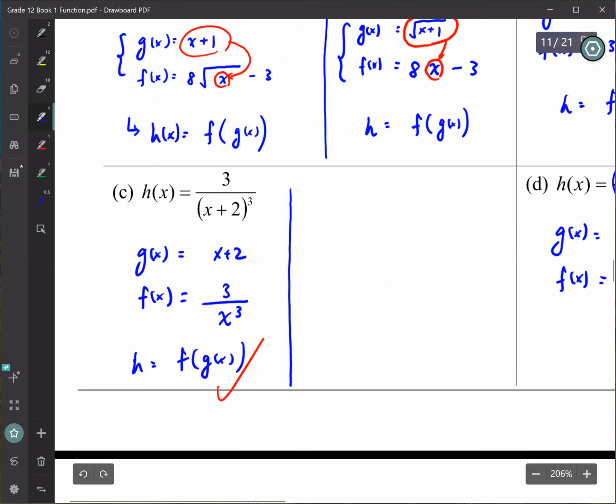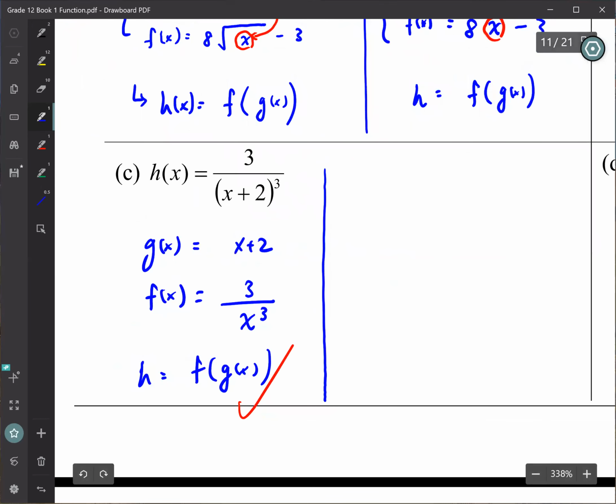So for example, like C, what will be another choice to be the inside? Let's try one more, okay? Catherine, what do you want to choose to be the inside? x plus 2. We already did that, right? x plus 2 is right here, right? And then the outside will be 3 over x cubed. I want a different choice.